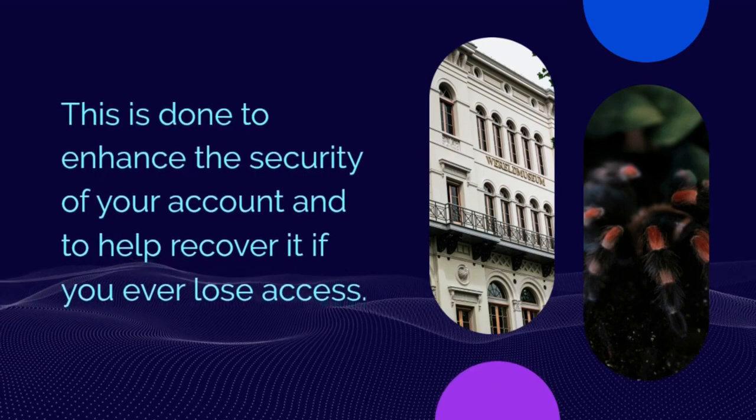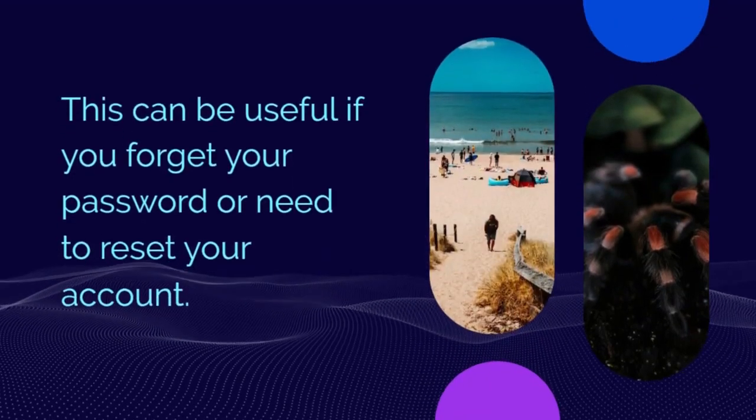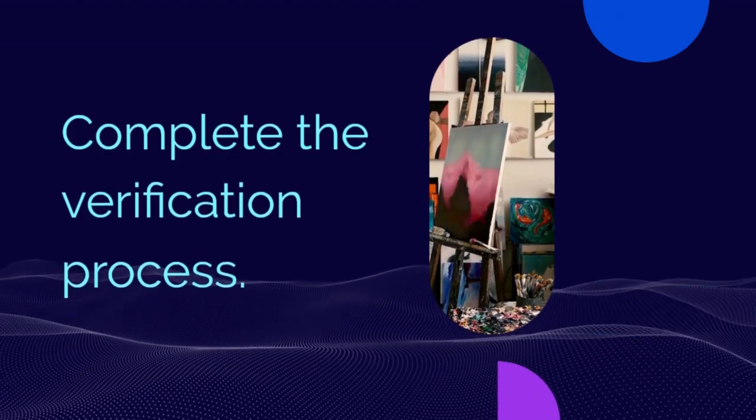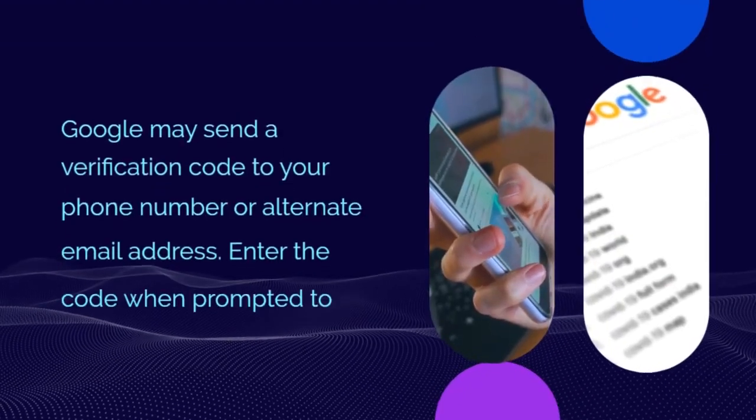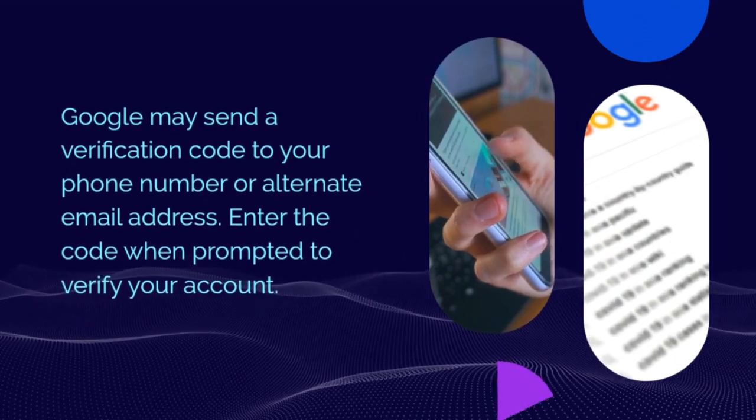Optionally, you can provide an alternate email address for account recovery purposes. This can be useful if you forget your password or need to reset your account. Complete the verification process. Google may send a verification code to your phone number or alternate email address. Enter the code when prompted to verify your account.